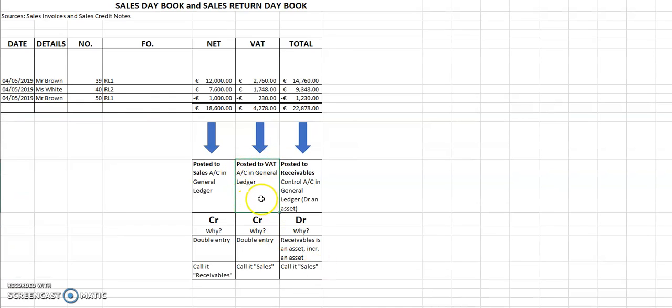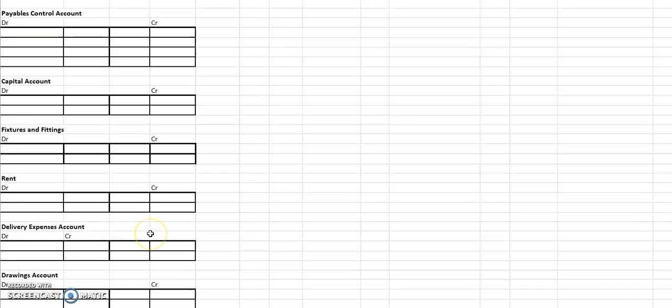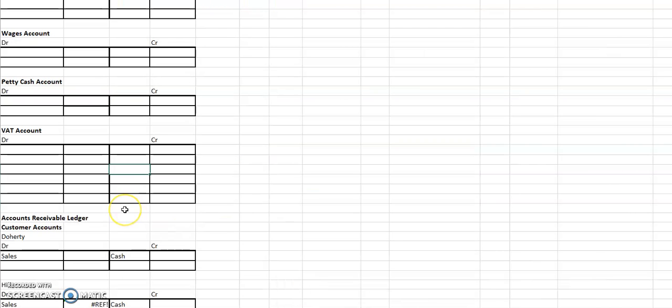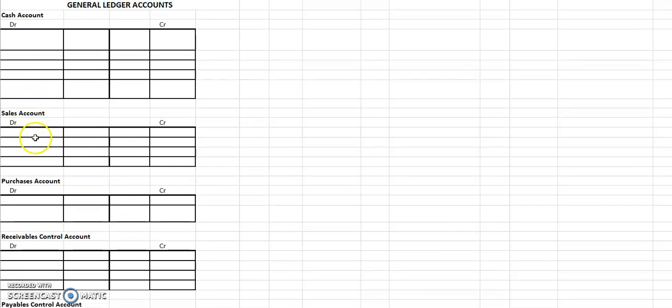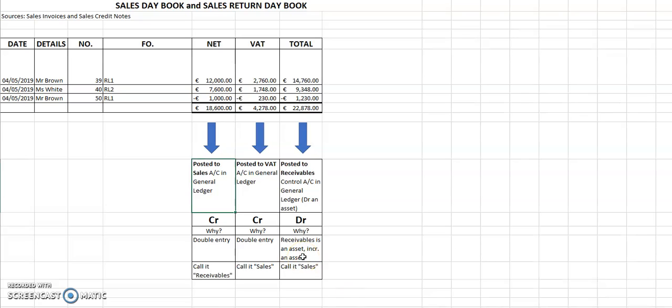The VAT will go to the VAT account. So going back again, where is the VAT account? There it is. And finally, this figure here, the net figure, will go to the sales account. So let's see, where is the sales account? It's here somewhere. There we go, cash account, sales account, sorry. Okay, so let's do it.